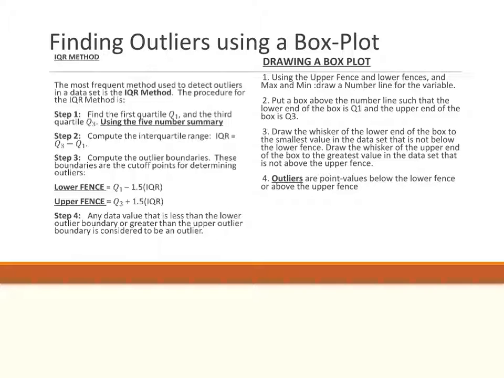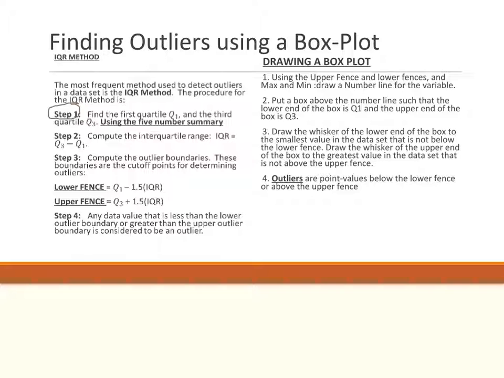Our method is the IQR method. This is one of the most frequent methods used to detect outliers, especially if data is not necessarily normal. To do this method, the first step is to find the first quartile and the third quartile using the 5-number summary. So you want to do the 5-number summary first, and typically we would do that on our TI-83 calculator. We can also do it on Excel.